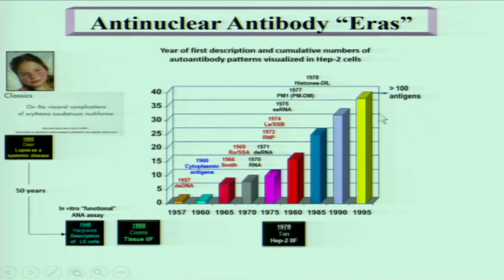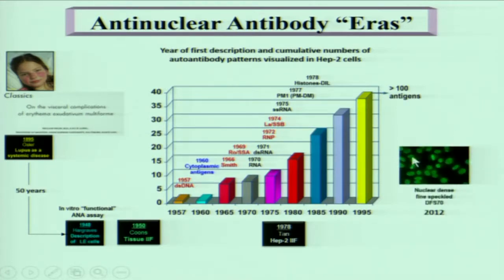And that's the situation that we find ourselves in now. This keeps growing. Now, perhaps in the last 5 to 10 years, the major development in the field has been the description of this new pattern, the so-called nuclear dense fine speckle, or DFS70, reported in about 2012, mostly in patients with interstitial cystitis, okay?